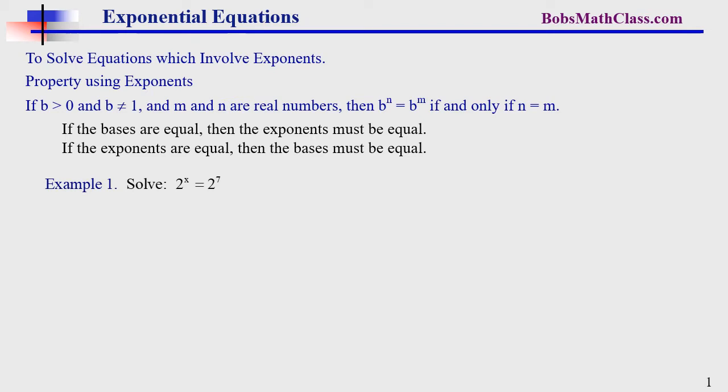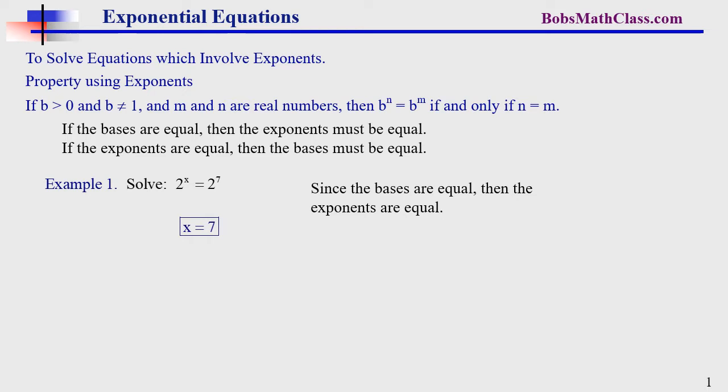All right, here's our first example. 2 to the x equals 2 to the 7th. So we want to know what x is. Well, it's not really hard to figure out what x is. What do you think? Yeah, since the bases are equal, then the exponents are equal. So that means x is equal to 7.